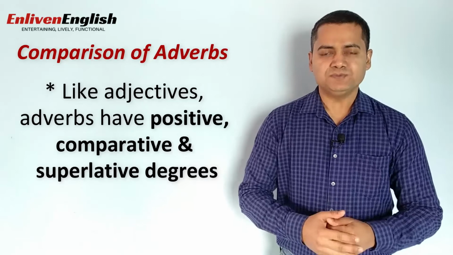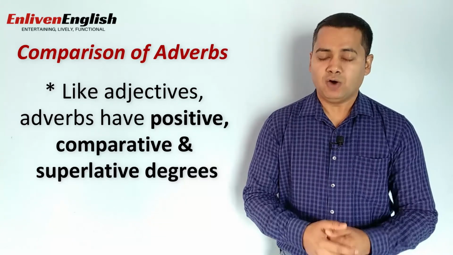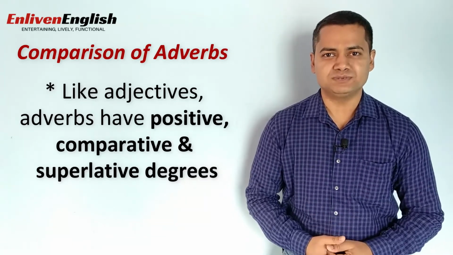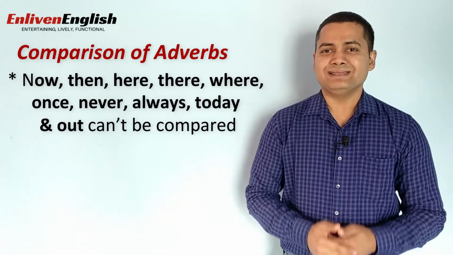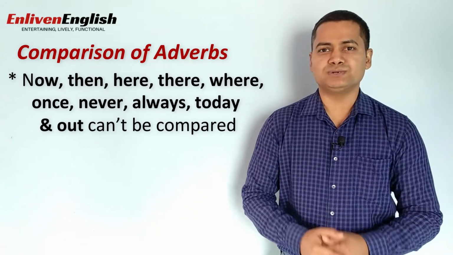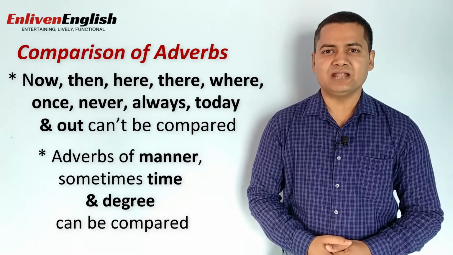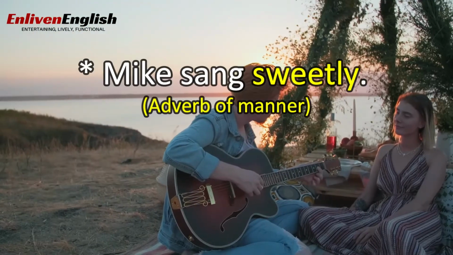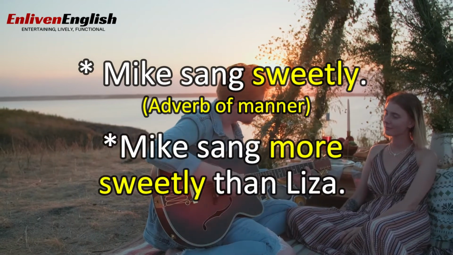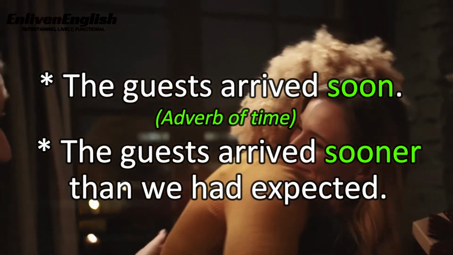Like adjectives, adverbs can also have 3 degrees of comparison: positive, comparative, and superlative. However, it is not possible to compare all adverbs. Adverbs such as now, then, here, there, where, once, never, always, today, and out cannot be compared. But it is possible to compare adverbs of manner and sometimes adverbs of time and degree. See the following sentences. Mike sang sweetly. Mike sang more sweetly than Lisa. The guests arrived soon. The guests arrived sooner than we had expected.